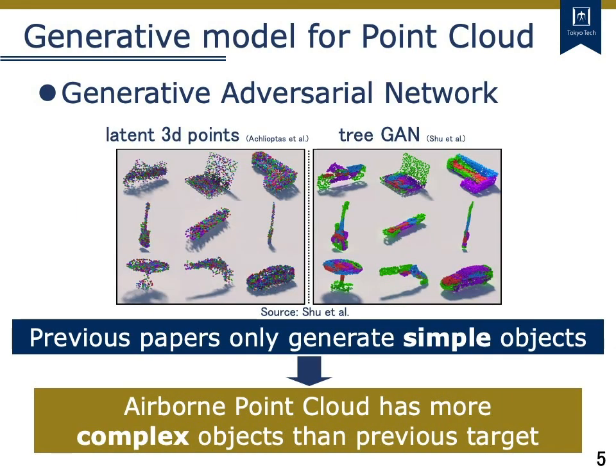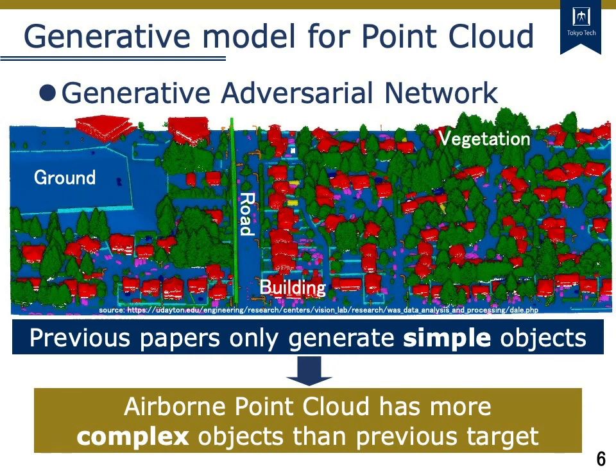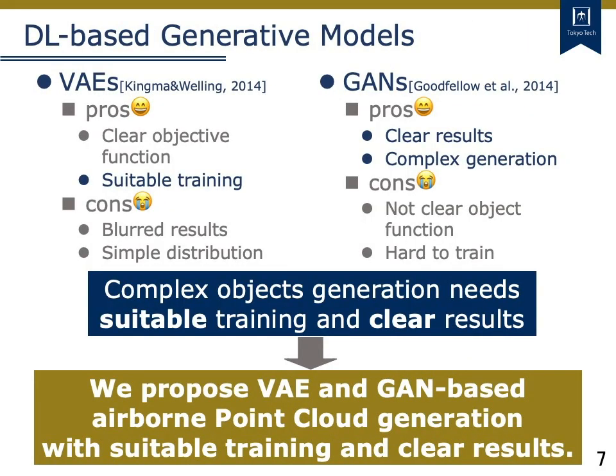Here, I will talk about generative model for point cloud. In the computer vision domain, generative adversarial networks, GANs, are widely used for point cloud generation tasks. However, these methods are only focused on point cloud generation for simple objects such as cups and tables. On the other hand, airborne point cloud contains more complex outdoor scenes. For example, we can see buildings, roads, vegetation, and cars in the actual outdoor scene application. Here, I will discuss deep learning-based generative models to achieve point cloud generation in a complex scene.